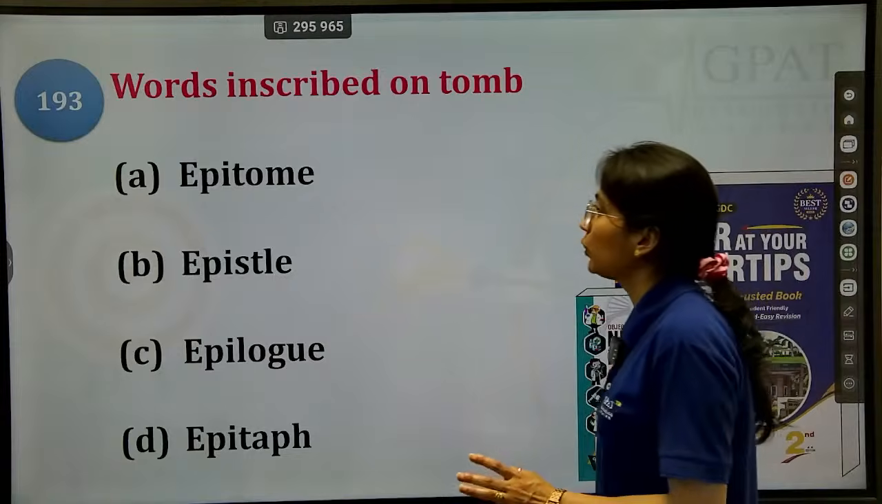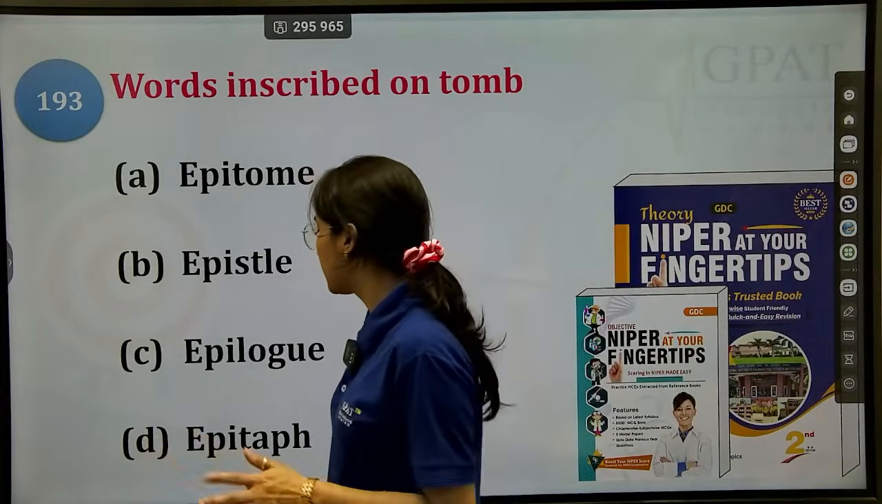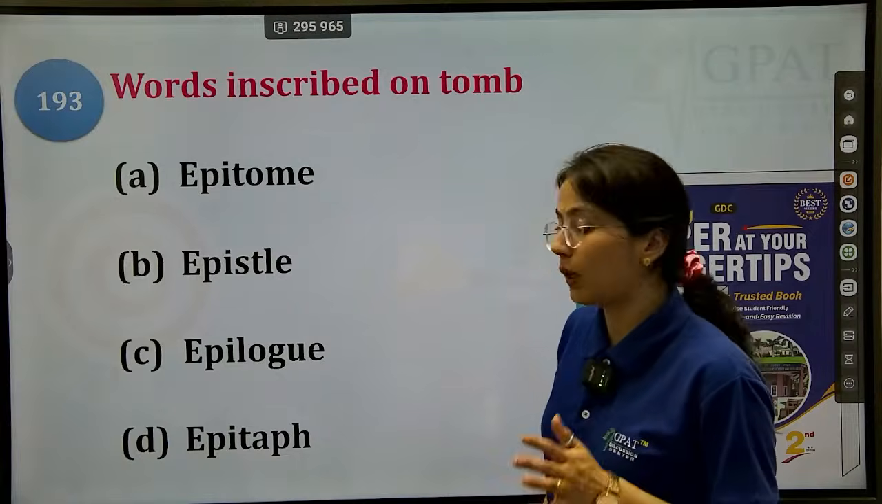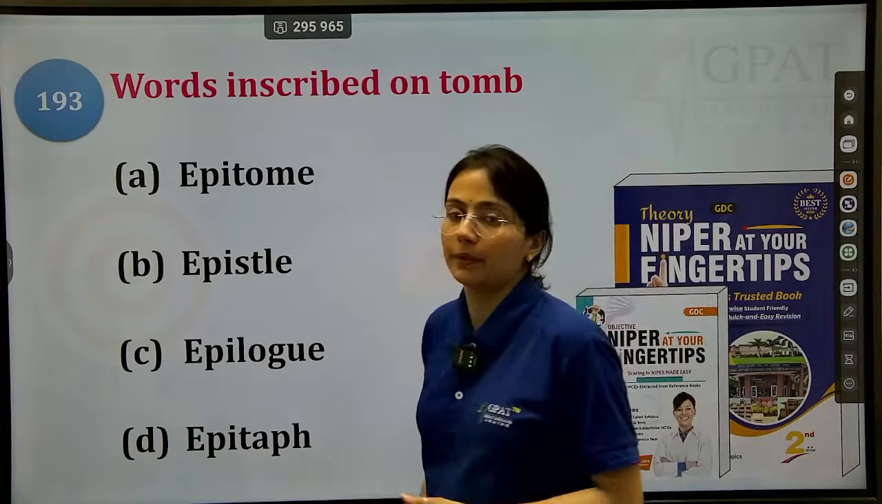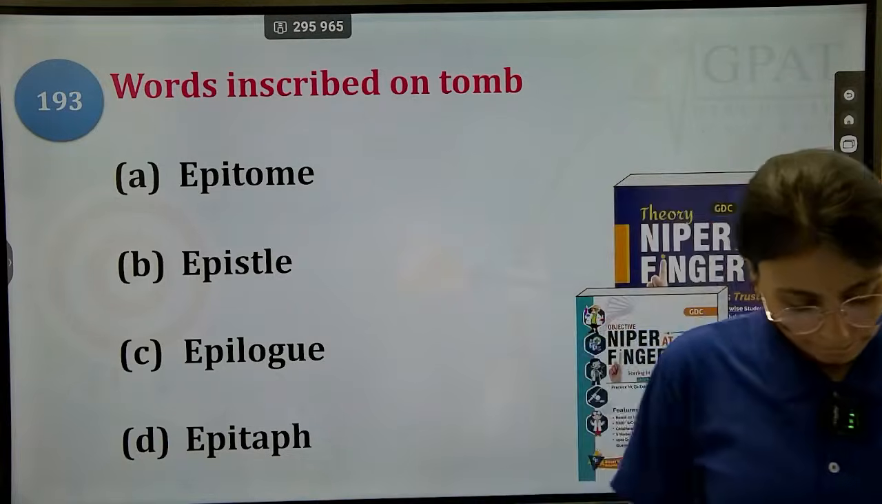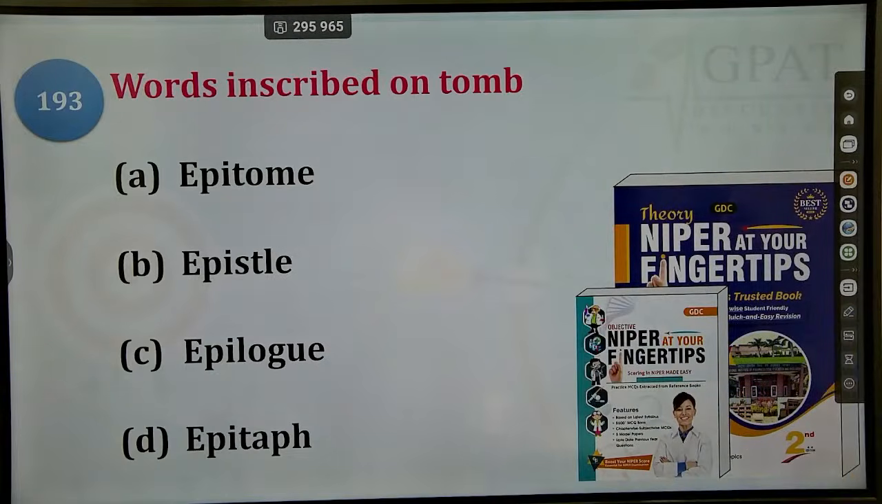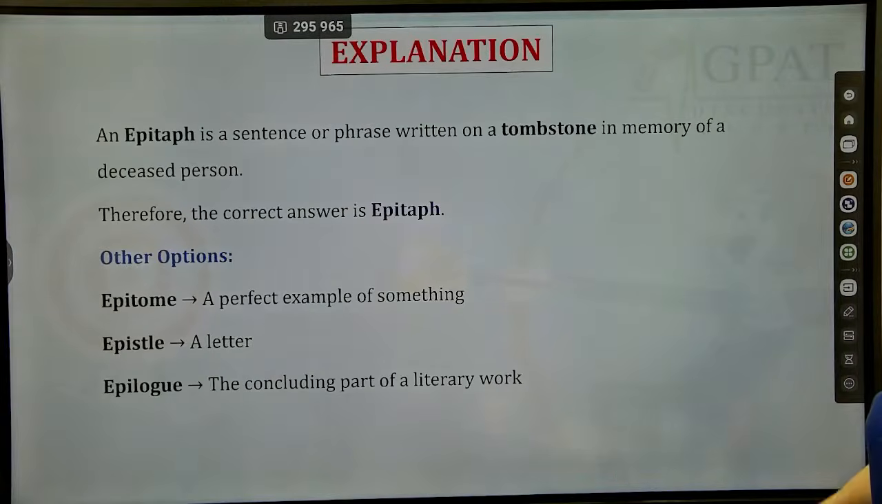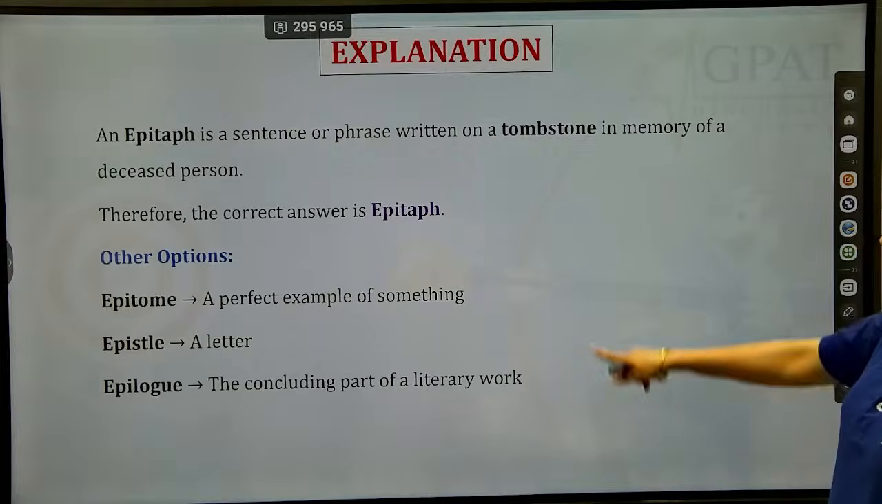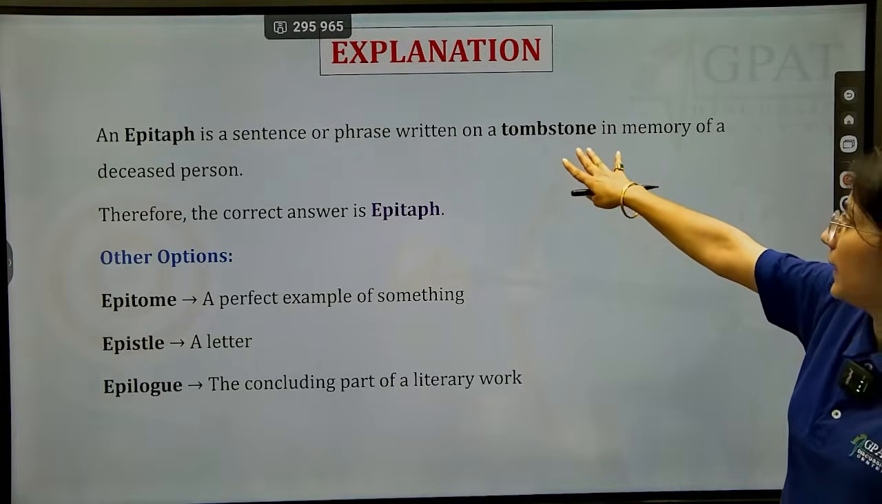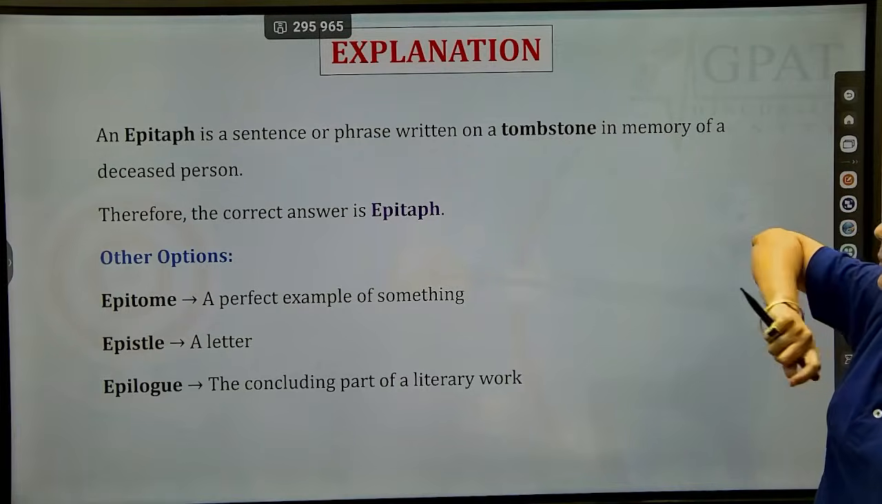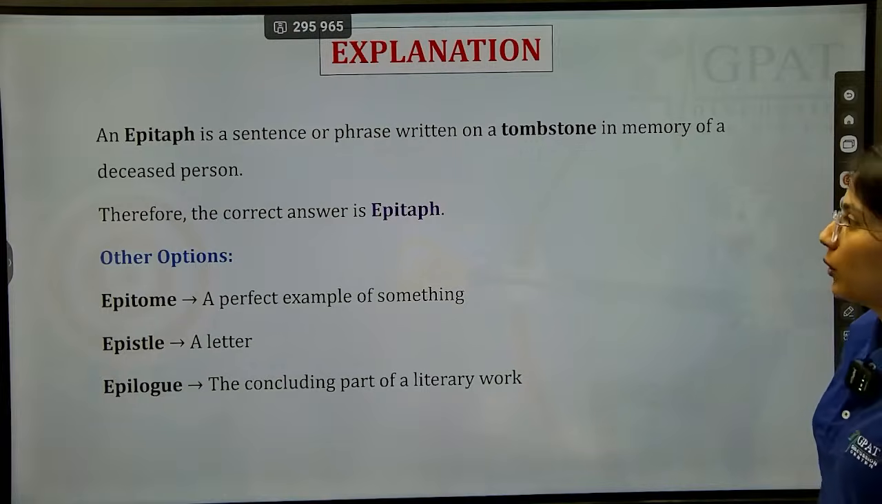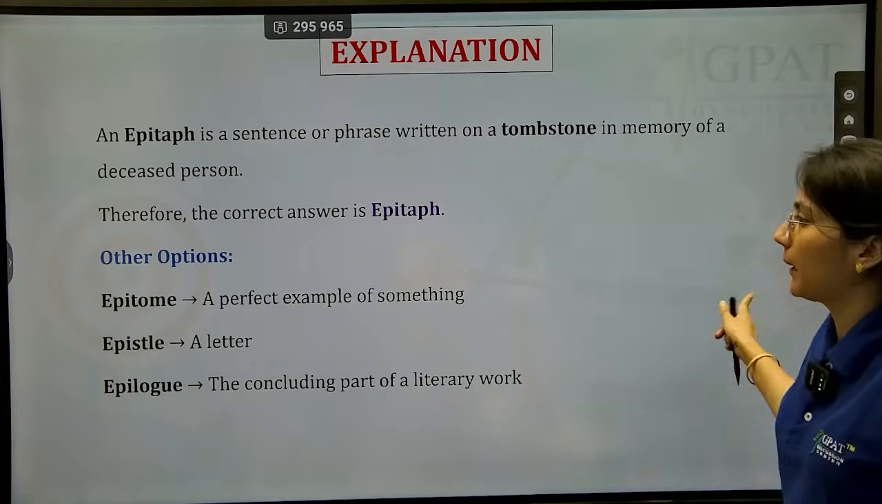Word inscribed on tomb: epitome, epistle, epilogue, apologue, epitaph. Epitaph. So the answer is, word inscribed on tomb is epitaph. So an epitaph is a sentence or phrase written on a tombstone in memory of a deceased person. Okay, therefore the correct answer is epitaph.